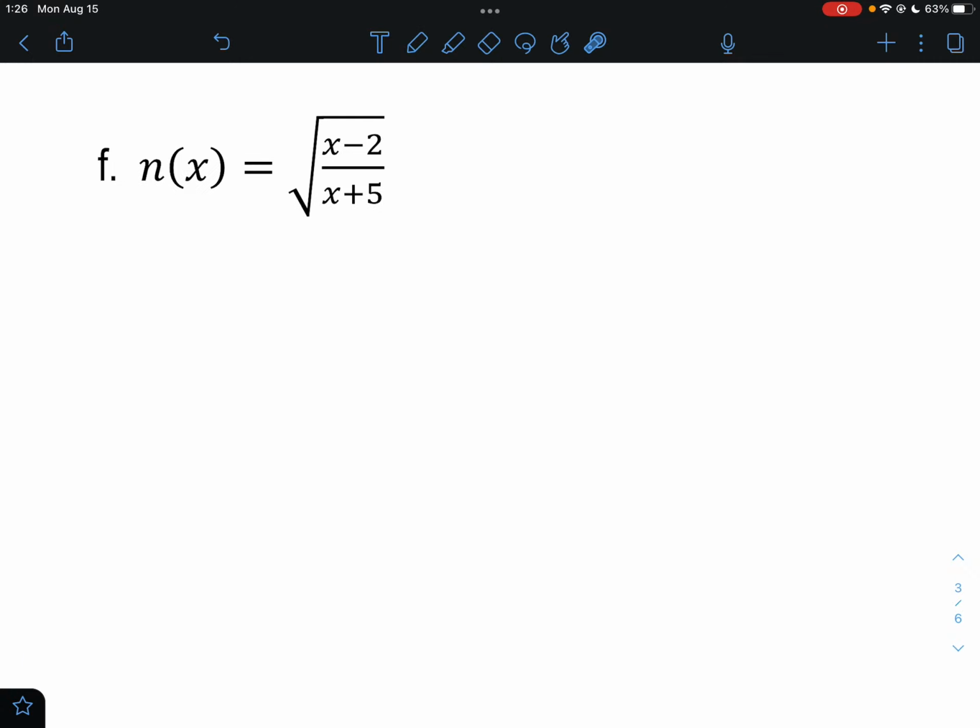Part F, we have a rational under the radical sign this time. So we gotta find out when the numerator and the denominator would be 0. That would be when x is 2 and x is -5. And those are the two numbers that are going to go on our number line.